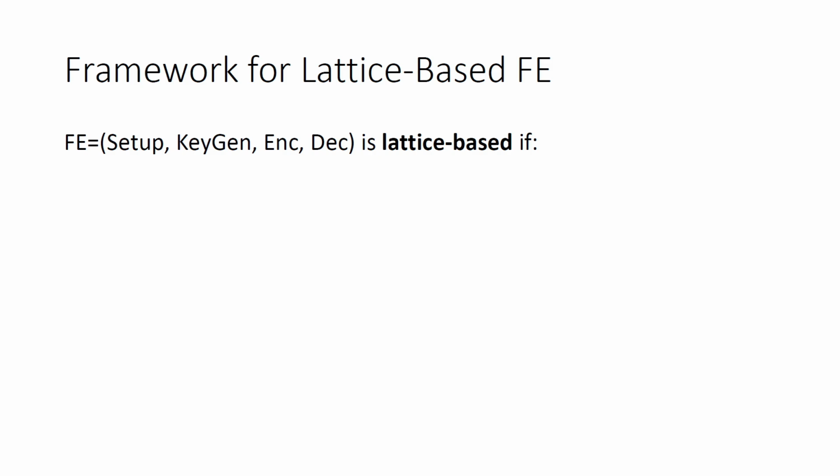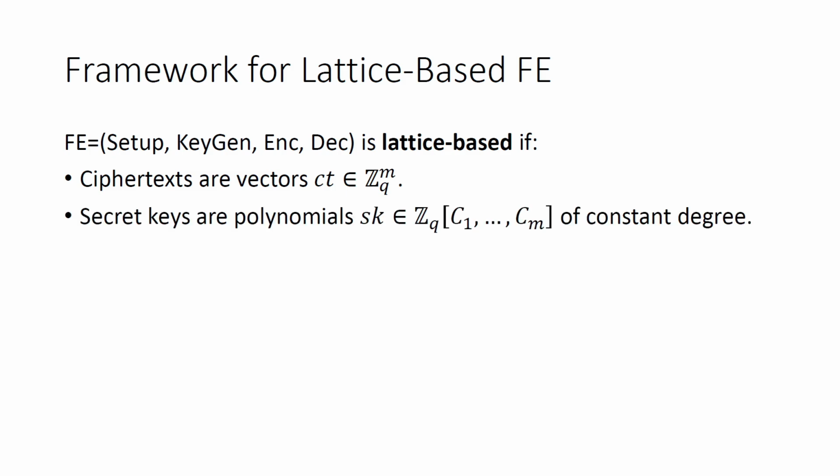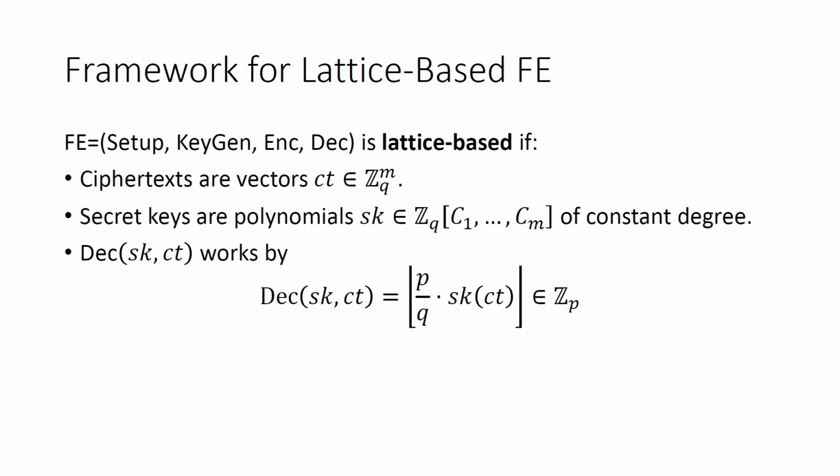So when do we call an FE scheme lattice-based? I want to require a few things. Ciphertexts are vectors of dimension m with a ciphertext modulus Q, the outer modulus. Secret keys are polynomials over those m coordinates of our ciphertext, and they are of some constant degree. Decryption is quite simple.